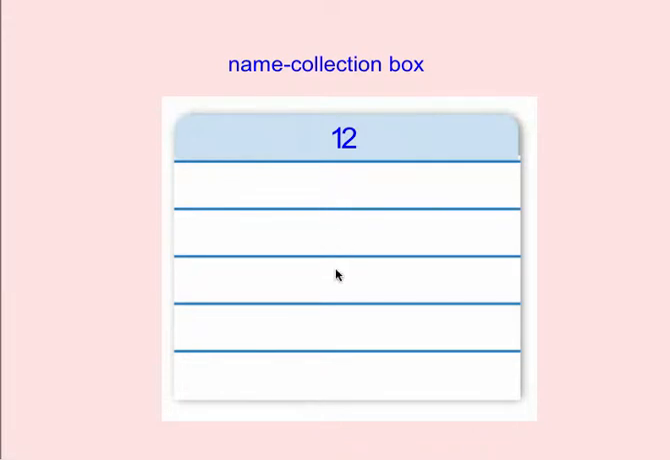So in name collection boxes, your job is to come up with equivalent or equal names for the number that is given. Today we have the number 12 to start off with. So what other ways can you name the number 12? You could say, starting off pretty easy, 11 plus 1. 11 plus 1 is equal to 12. 11 plus 1 is an equal name to 12.